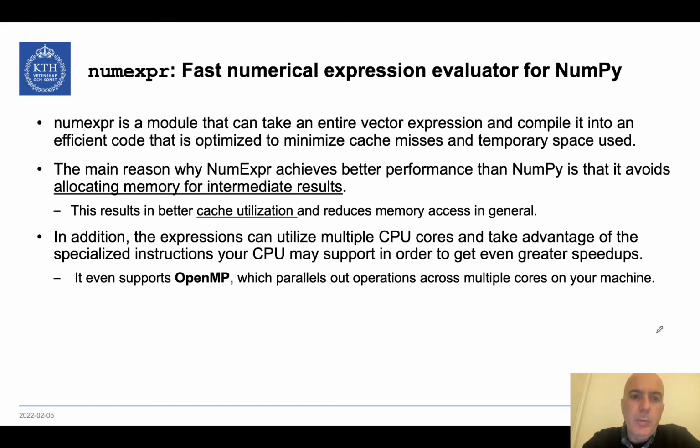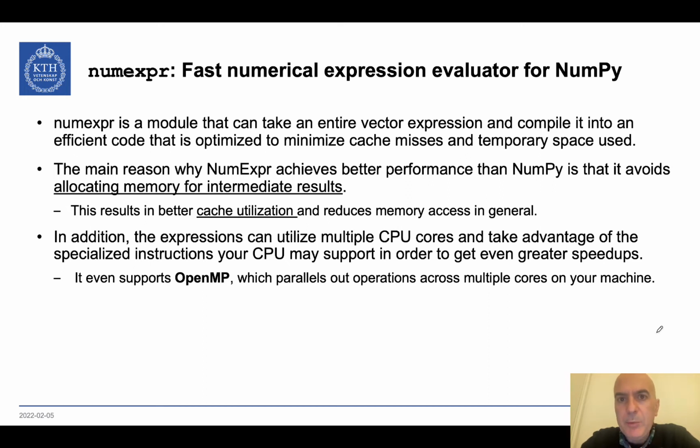The main reason why numexpr achieves better performance than NumPy, so numexpr is used with NumPy to further improve the performance, is that numexpr avoids allocating memory for intermediate results. So we take advantage of in-place operation. Also, another advantage is that this results in better cache utilization and reduced memory access in general. In addition, the expression can utilize multiple CPU cores, so this is very good for multi-core programming.